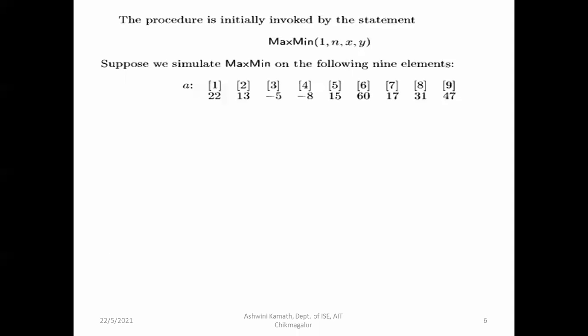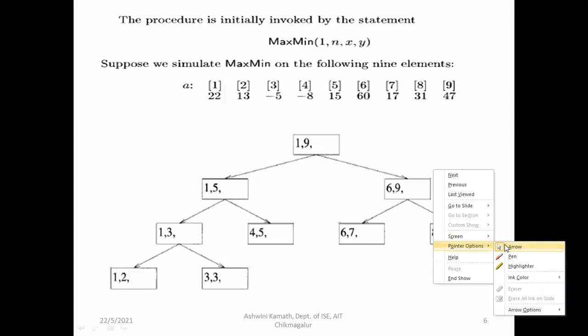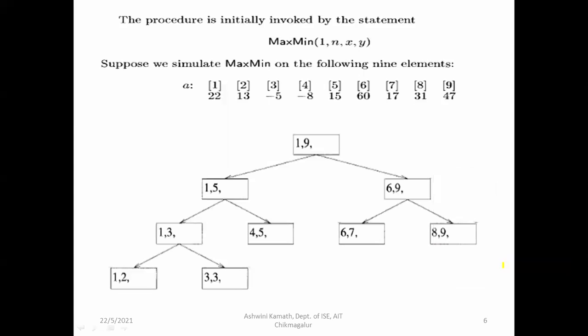So consider the example. Here we have 9 elements, so indices vary from 1 to 9. We have 22, 13, minus 5, minus 8, 15, 60, 17, 31, and 47. Right? So these are the elements. When we divide this, initially the i and j values will be 1 and 9.